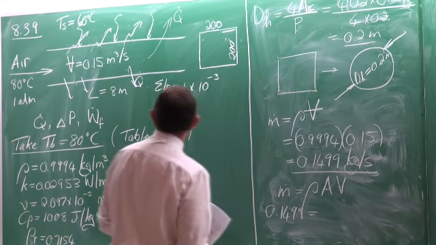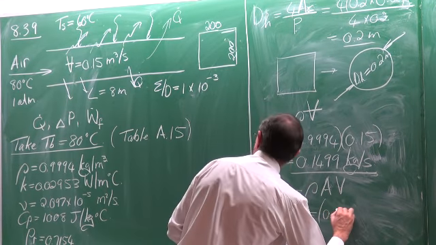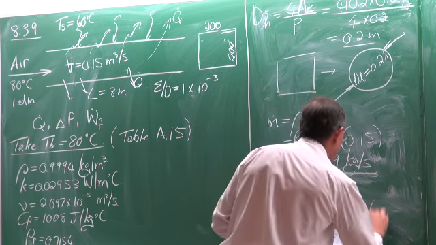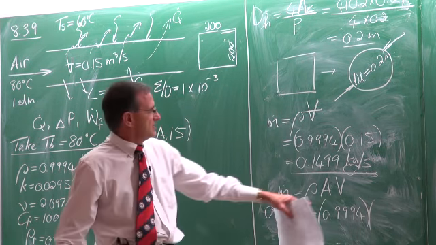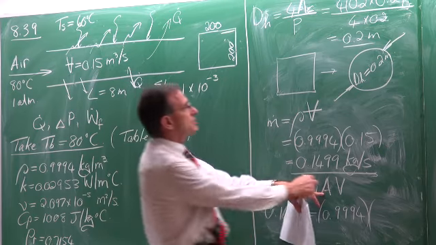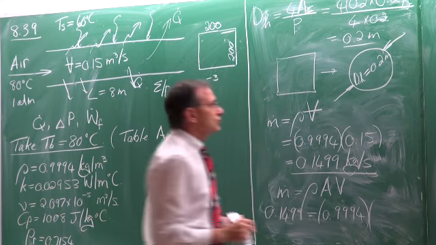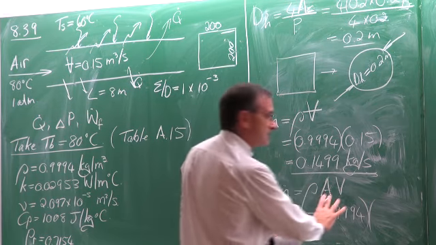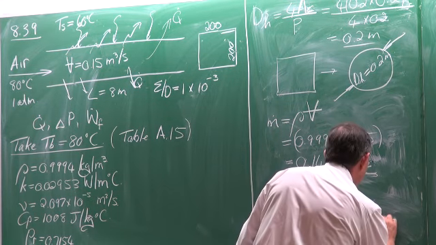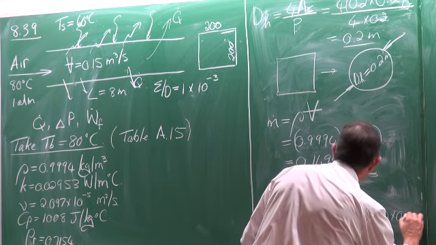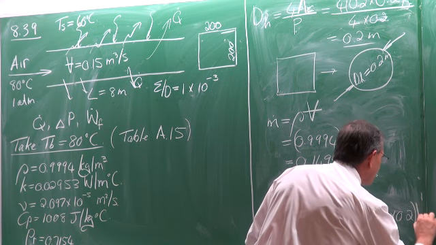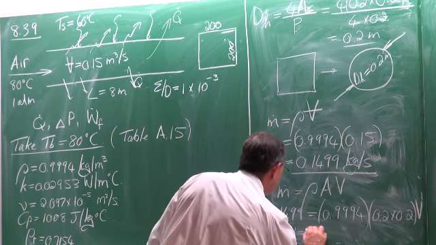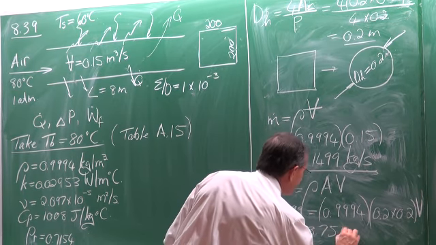The mass flow rate is 0.1499. It's equal to the density, which is 0.9994, multiplied by the cross-sectional area. And take note, this is the physical cross-sectional area, so that is not the cross-sectional area of a circular tube of 200 millimeters. It is still the physical problem, and that is equal to 0.2 multiplied by 0.2 multiplied by the velocity v, and from here we can solve the velocity v as equal to 3.75 meters per second.